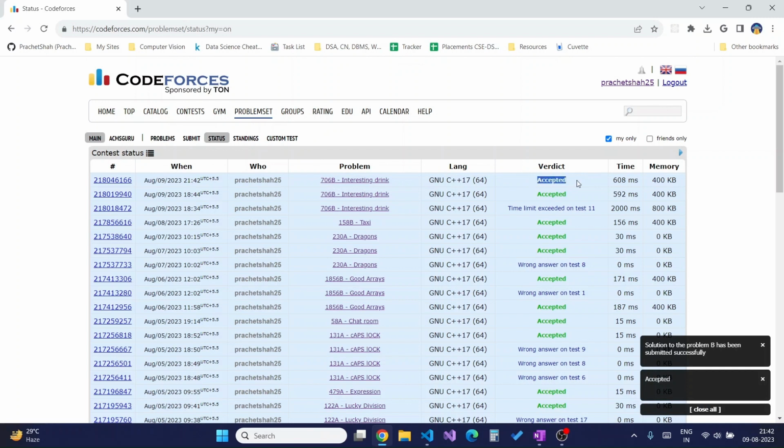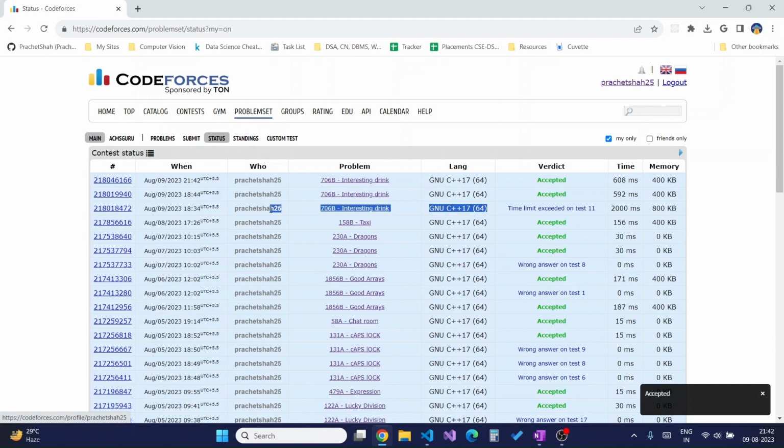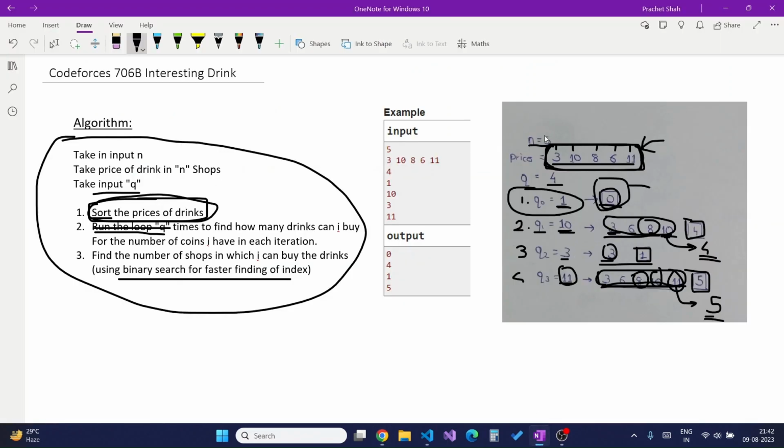As you can see, my answer gets accepted. My answer did not get accepted on the first try, as I was initially doing the brute force approach, where I was traversing each element to find the count. That gave me a time limit error, as it exceeded the given time.